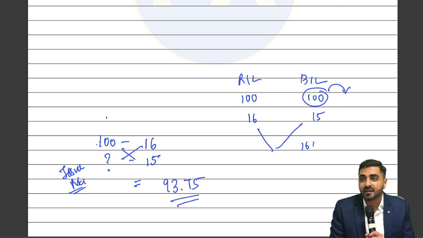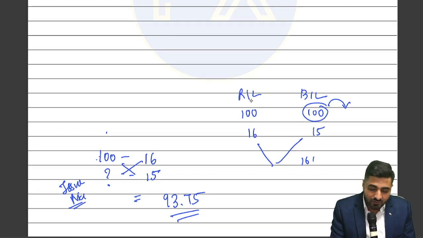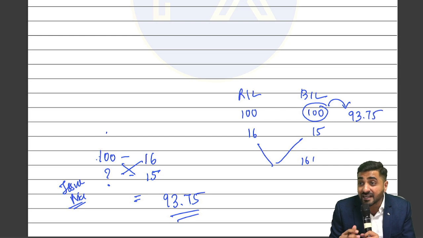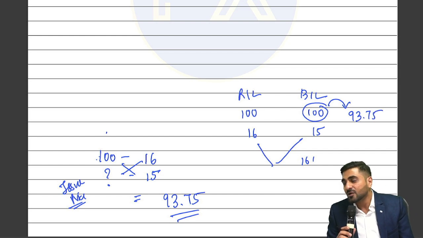93.75. Now I am telling you that on 100 rupees you are going to get 16, but if you want to invest in my company, I will issue the debentures at 93.75. That means at a discount only I am offering it to you. So whether you purchase the debentures of RIL or BIL, don't you think the yield which you are going to get will be the same? Are you understanding?